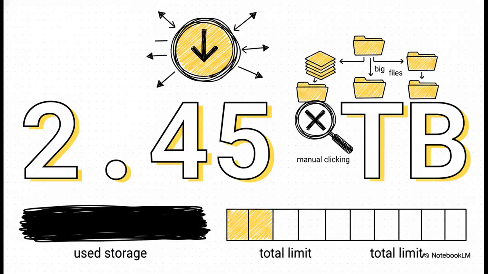Now, what's really fascinating here is the sheer scale we're often dealing with. Take a typical enterprise environment, for example. Hitting 2.45 terabytes of storage used out of a 25 terabyte limit. I mean, that is a massive amount of data. When you're managing over 2 terabytes of files, manual guessing simply isn't an option anymore. You can't just randomly click through folders hoping to find big files. You absolutely need this automated top-down view to identify exactly where the weight is sitting.